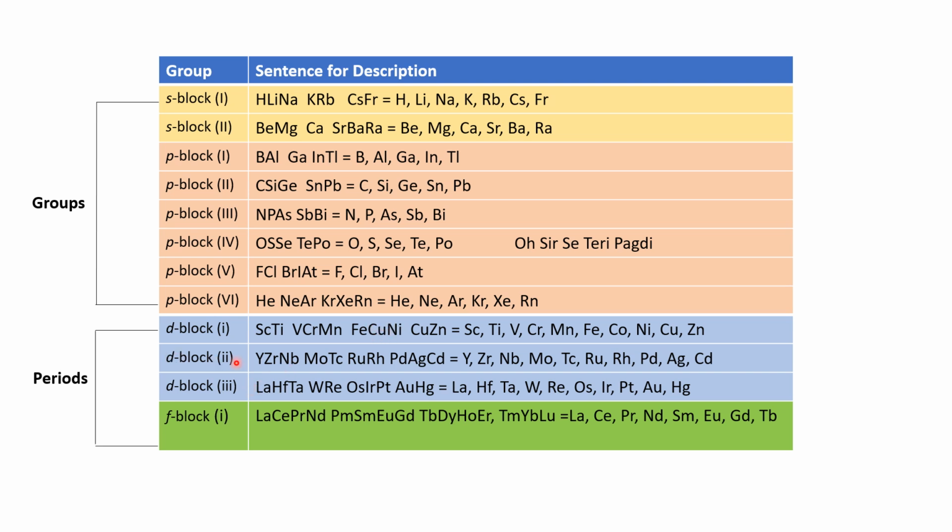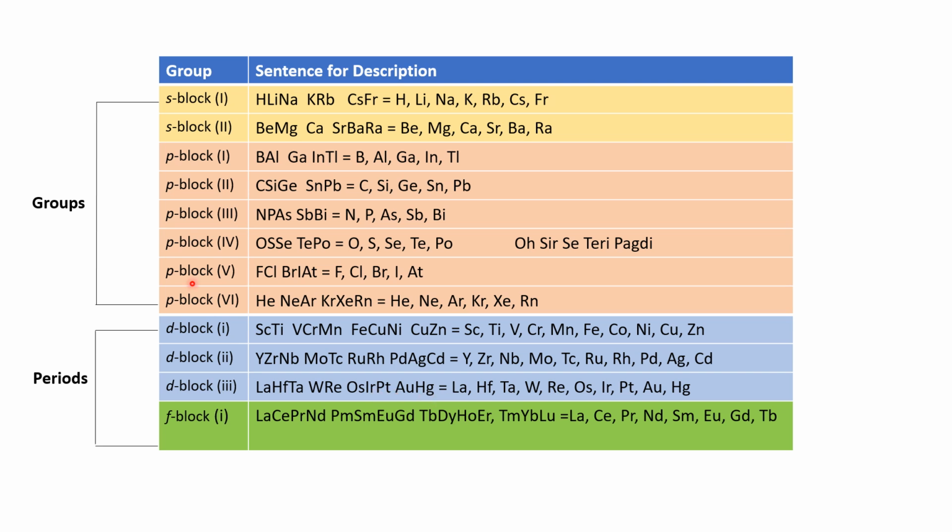Then in the second period of these D block elements, Yazranab, Motas, Ruhra, Padakkad will be the four words, as they are directly from these symbols. Y for yttrium, Zr for zirconium, then niobium, molybdenum, technetium, ruthenium, rhodium, palladium, silver and cadmium. Then after that is the third period, that is La Hafta, Vari, Os Airpat, Au Hug.